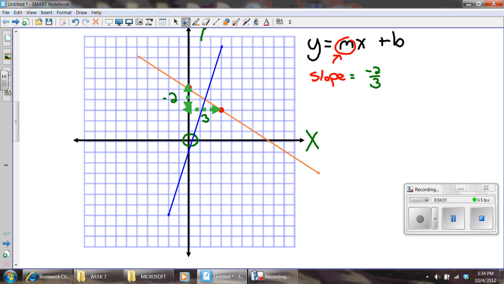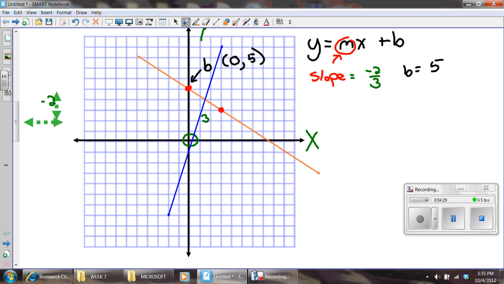I almost have my equation. All I need now is a b, not a stinging bee, you silly goose. I need my y-intercept. And if you look, my y-intercept is right here. I know that the coordinates of that point are going to be (0, something). How do I know it's 0 for the x-coordinate? Because I'm on the y-axis. 1, 2, 3, 4, 5. So that means that b is equal to 5.